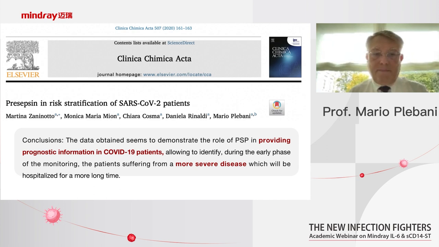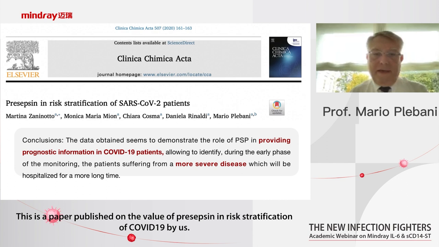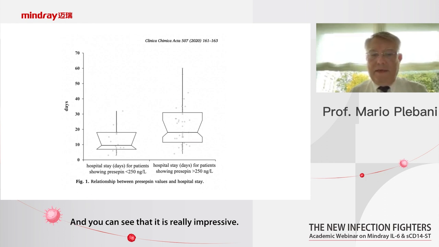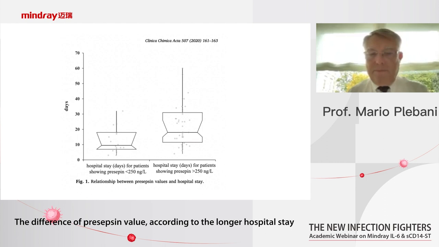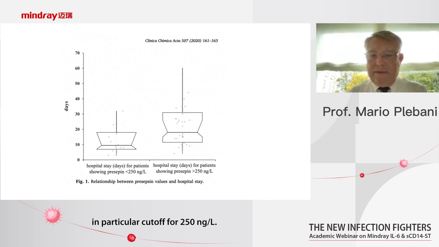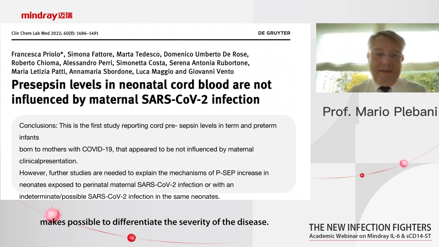This is a paper we published on the value of presepsin in risk stratification of COVID-19, and you can see that it's really impressive, the difference of presepsin value according to the longer hospital stay. In particular, a cutoff of 250 nanogram per liter makes it possible to differentiate the severity of the disease.